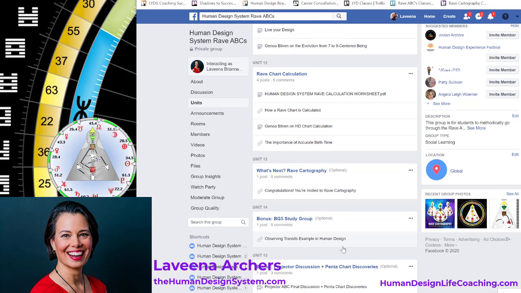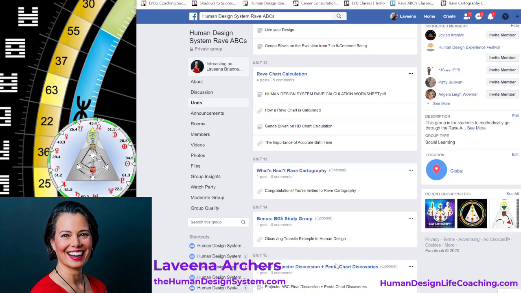Last, I have a BG5 study group where I was teaching about how to observe transits, and this is an example in the human design system, me giving my students a taste of how to read the transit charts so that they can understand how to apply the information in their day-to-day lives.